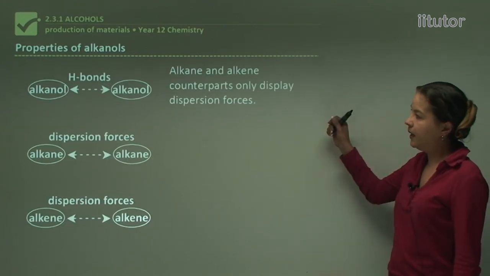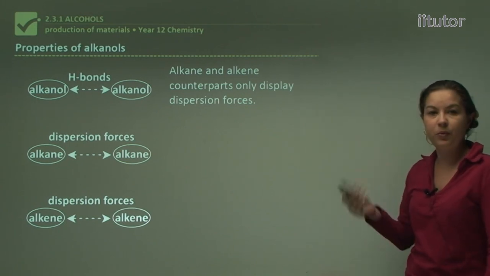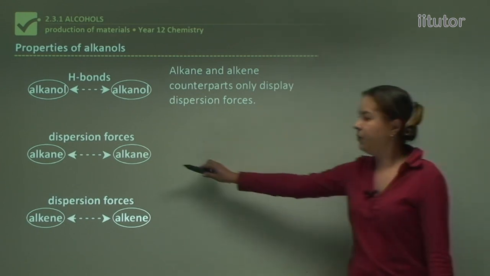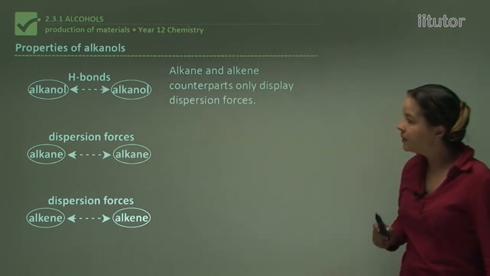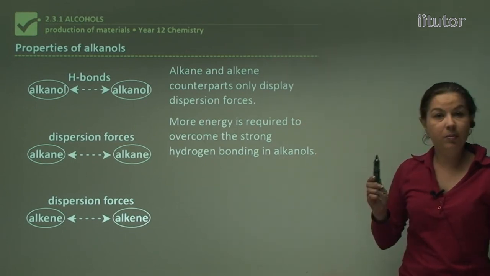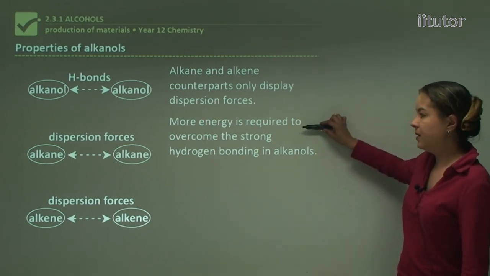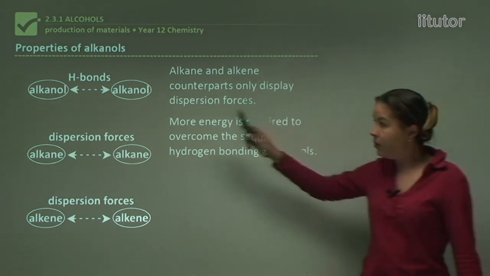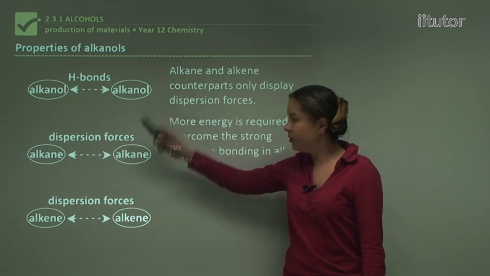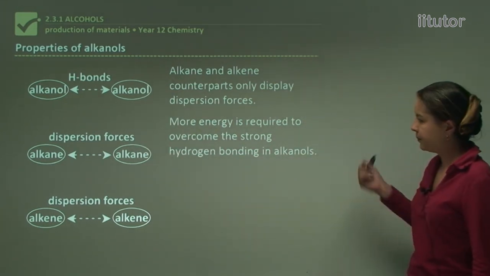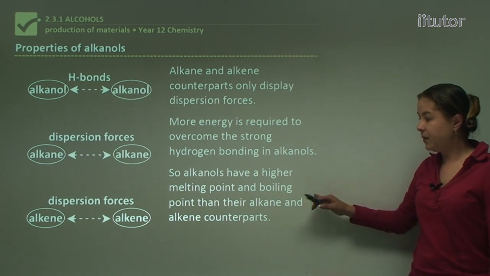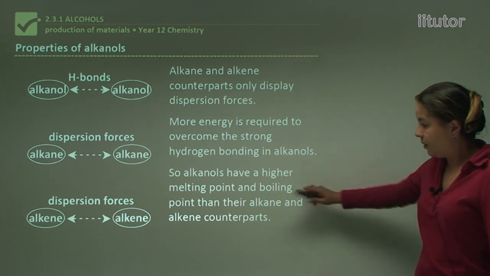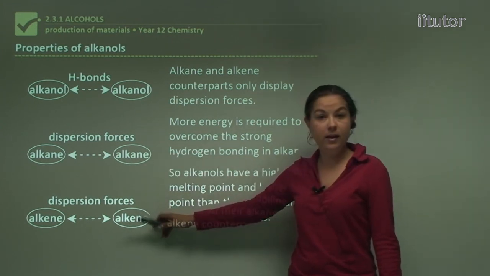So alkane and alkene counterparts of the alcohols, such as butane, methane, ethene, ethylene, only display dispersion forces. But alkanols display hydrogen bonds. So more energy is actually required to overcome strong hydrogen bonding in alkanols because the bonds are stronger. Hydrogen bonds are always a lot stronger than dispersion forces. So alkanols have a higher melting point and a higher boiling point because of these hydrogen bonds. And they're a lot higher than their alkane and alkene counterparts.